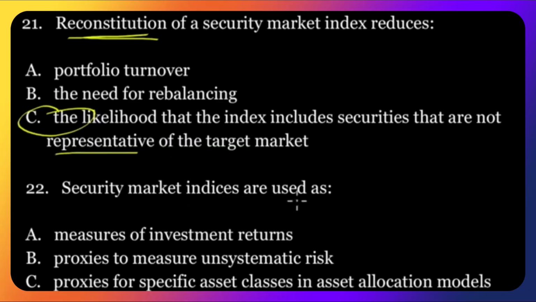Security market indices are used as measures of investment returns, proxies to measure unsystematic risk, or proxies for specific asset classes and asset allocation models. Here we're saying A, measures of investment returns. Well, no, it's a measure of market return, not investment return. So we can say no to that. Again, turns on wording. I don't like that. Proxies to measure unsystematic risk. Take off the un and you'd be very close, so we can eliminate that. Proxies for specific asset classes and asset allocation models. There you go. C.